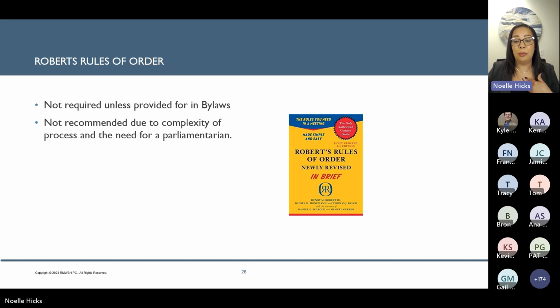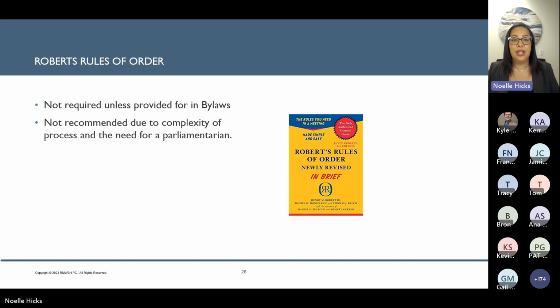I have been doing this for probably a little bit over 6 years, and I've never ever seen in any bylaws that I've looked at where it was required to use Robert's Rules of Order. We don't actually recommend using Robert's Rules of Order because it can be really complex, the process, and you really need to have a parliamentarian in order for it to be proper use of this method.